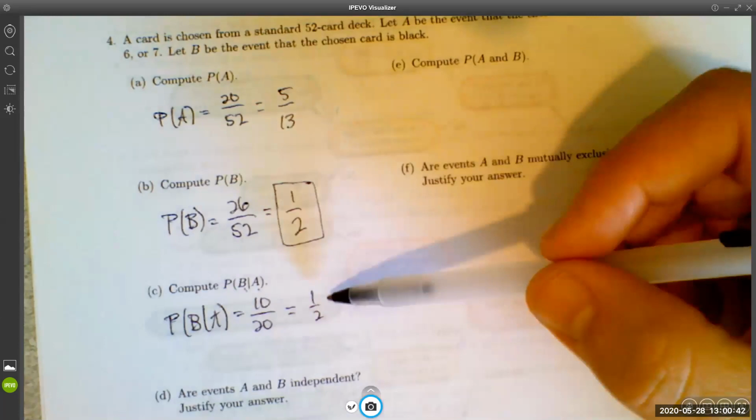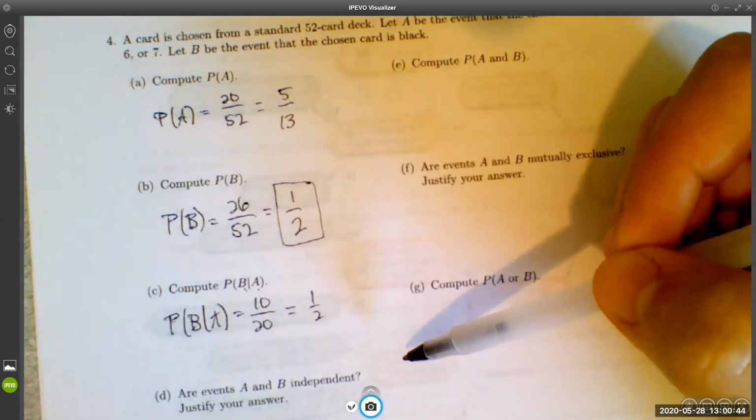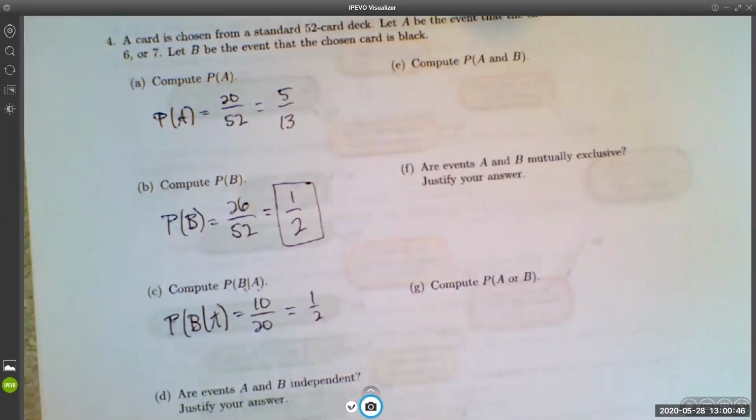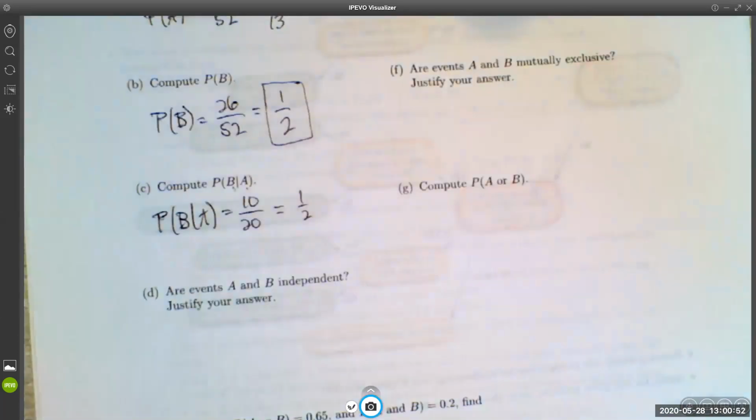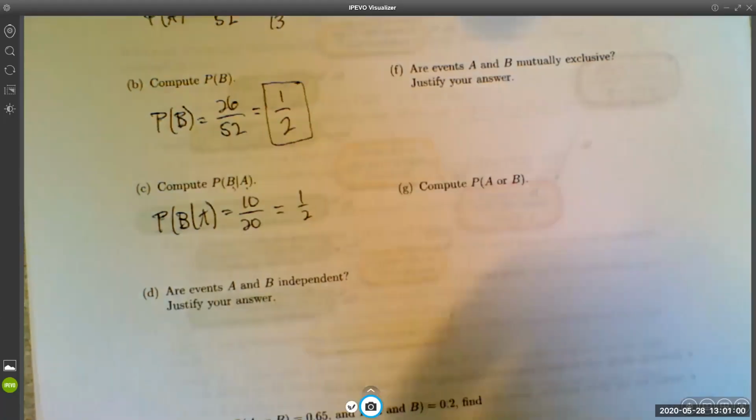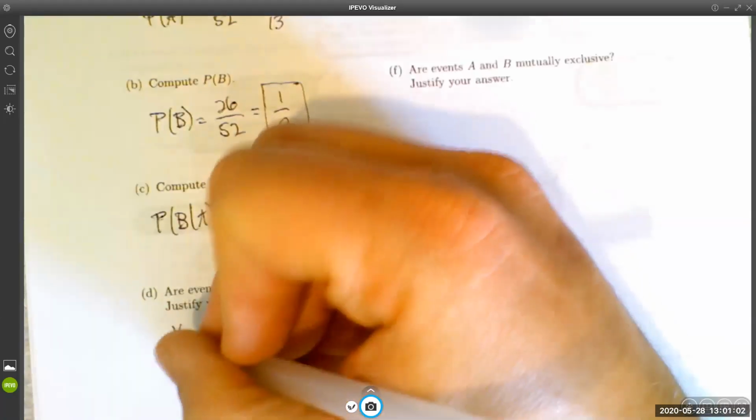And again, that should make sense, because half of the 3s, 4s, 5s, 6s, and 7s in the deck are black, and half of them are red. Okay. Now, part D asks an interesting question. It says, are events A and B independent? Justify your answer. Are they independent? The answer is yes.